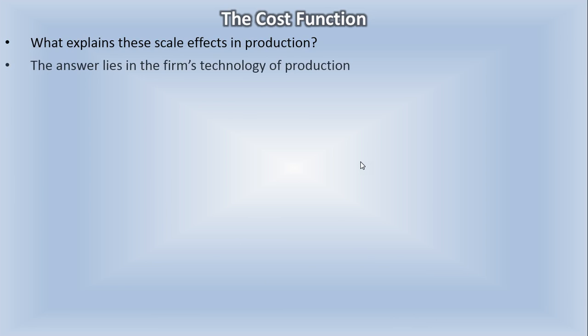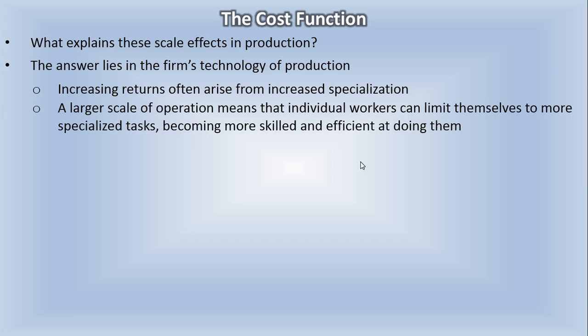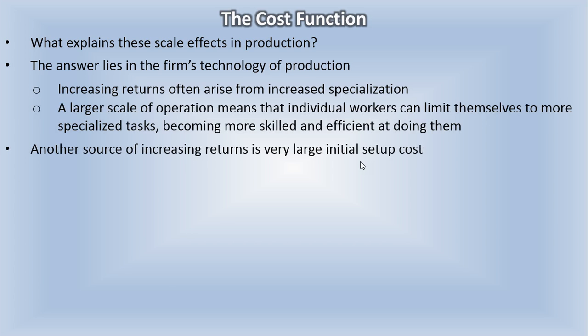So what explains the scale effects in production? The answer lies in the firm's technology of production. So increasing returns arise from increased specialization. As a firm gets bigger and bigger, they're able to divide up the tasks to the most minute level, becoming as efficient as possible in the long run, increasing their output as much as they can to decrease that average cost of producing. The bigger they get, the lower it costs them to produce. A larger scale of operation means that individual workers can limit themselves more to specialized tasks, becoming more skilled and efficient at doing them.